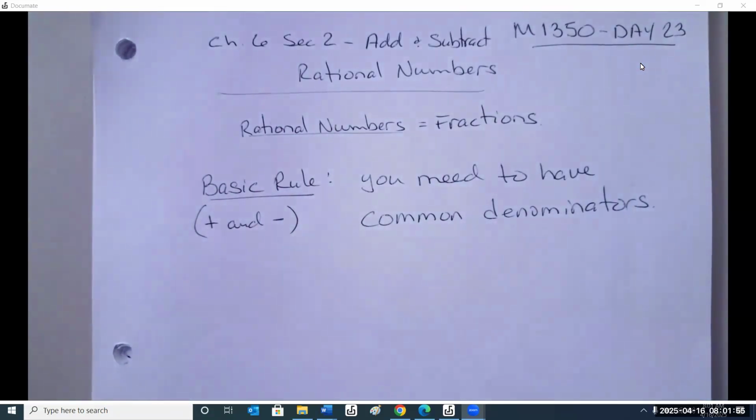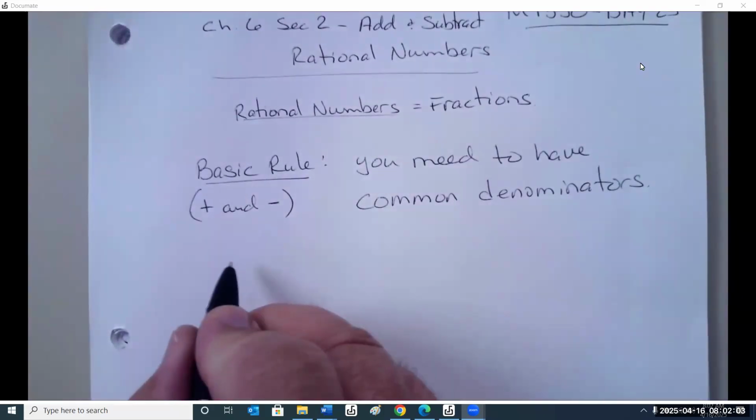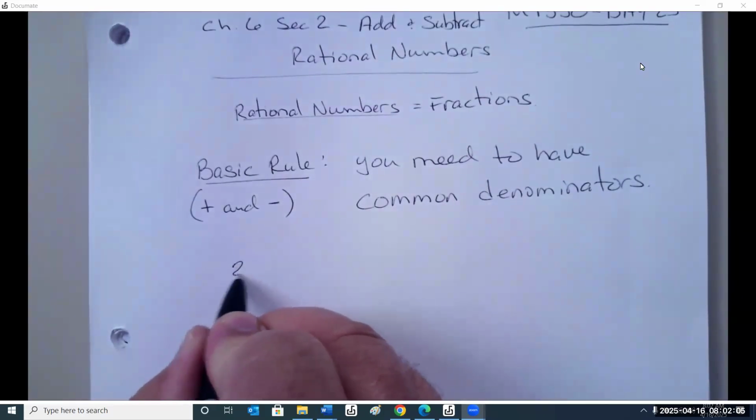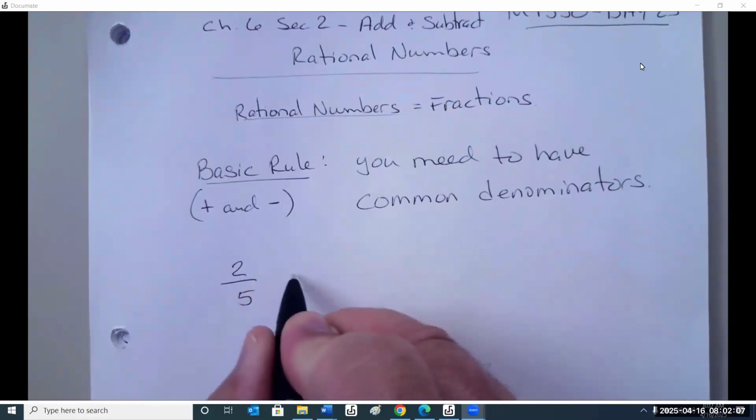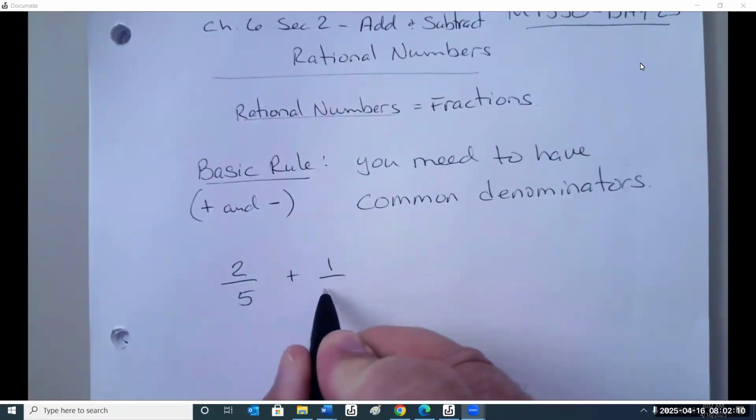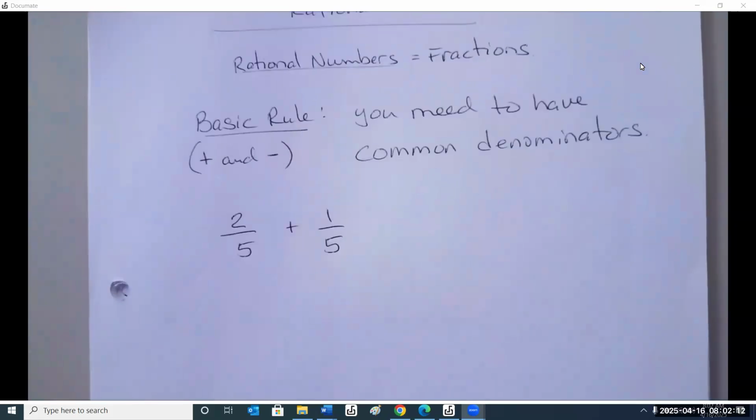Now, do we need the same rule when it comes to multiplication and division? No. You only need this when it comes to addition and subtraction. Remember, we've introduced already what fractions are. Now we're going to see how we can compare them.